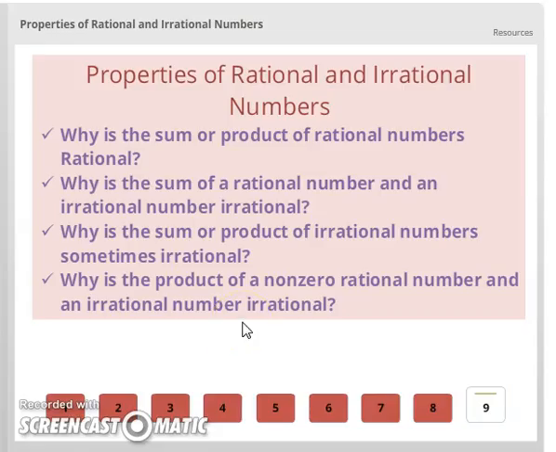This is a video that teaches properties of rational and irrational numbers.